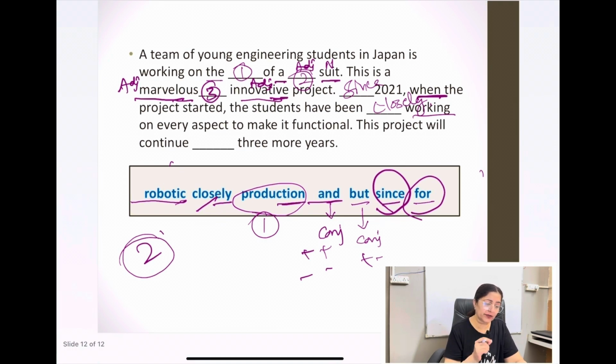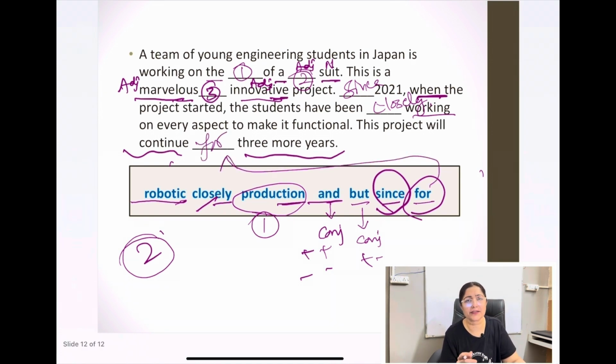So this project will continue dash 3 more years. It will continue. Now again time is being shown and we will be positioning time with for 3 more years. We don't know when they will be starting, so there is no specific point of time. So we will be making use of for rather than since. See how easy it is.